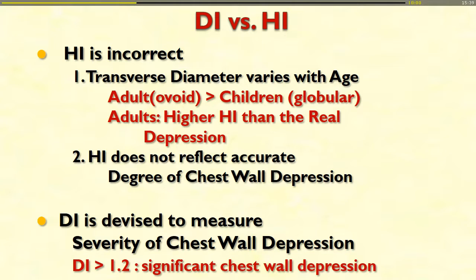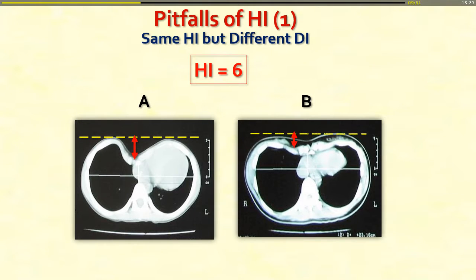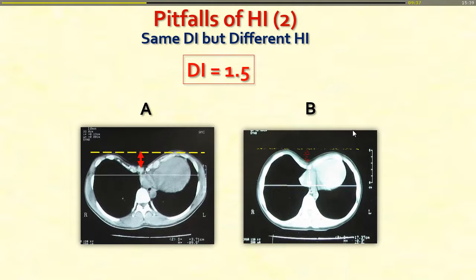Instead, the depression index directly indicates how deep the depression is. You see here, the same Heller index in both cases, but the depression is different. A Heller index of 6 is a very serious one, but as you see here, because the patient has a large transverse diameter, the vice versa is here. The same depression, but the Heller index is very, very different.